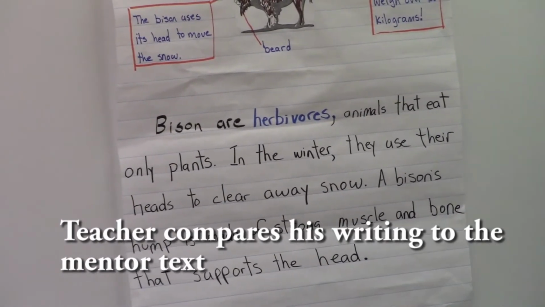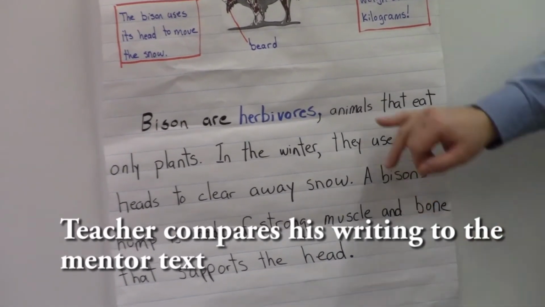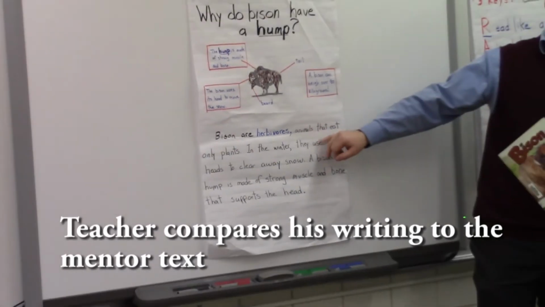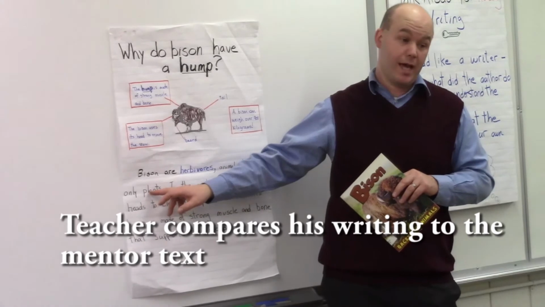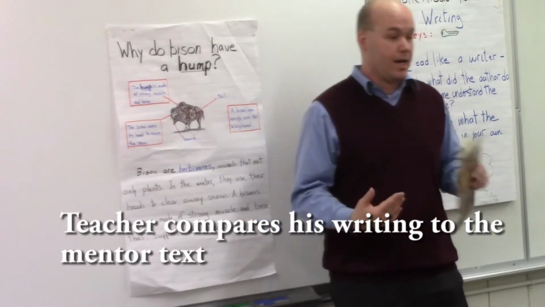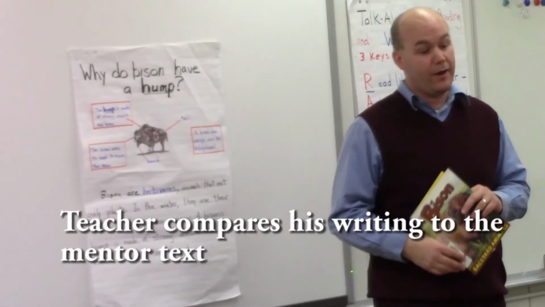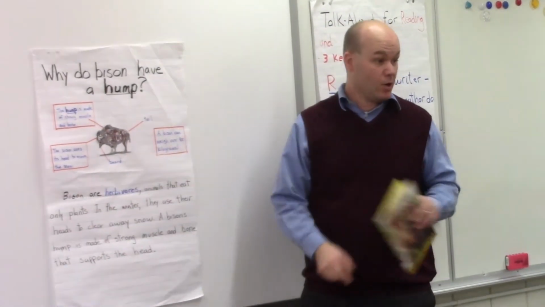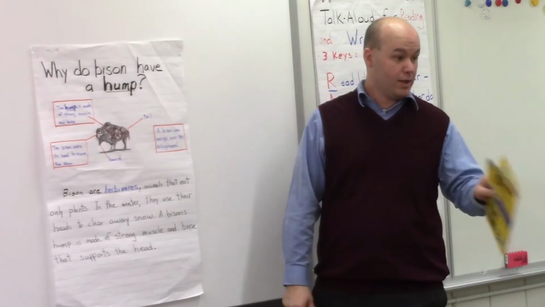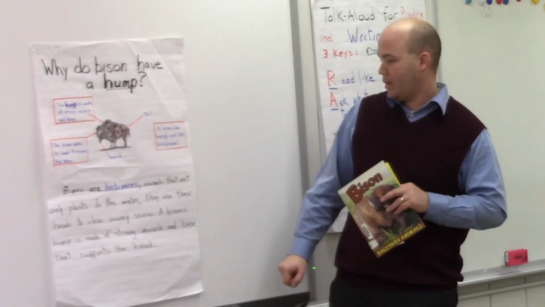But because I wasn't sure if everyone would know that word, I explained what that word meant here as well. Herbivores, animals that eat only plants. That's what a herbivore is. It's an animal that eats only plants. Okay? So I've explained that word as well in my writing. That's something that I did on purpose as a writer so that you would understand what I was talking about.